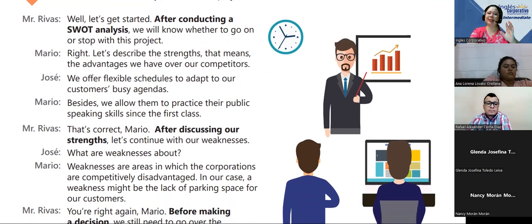Let's read this conversation to understand a little bit what a SWOT analysis is. This analysis gives us the right time to develop a new product, to create a new branch, or to open our company to a different market. So this is the analysis that is going to help us place our company in the place that we want to get.